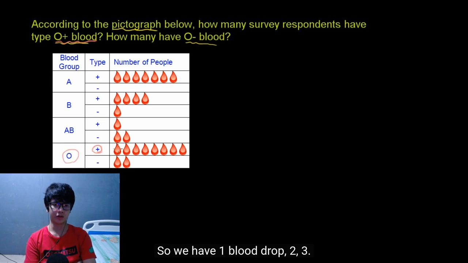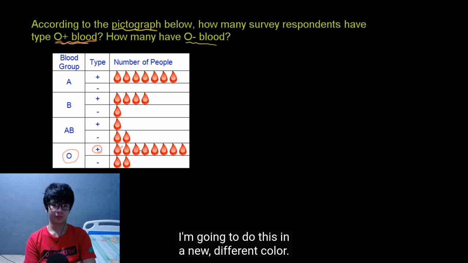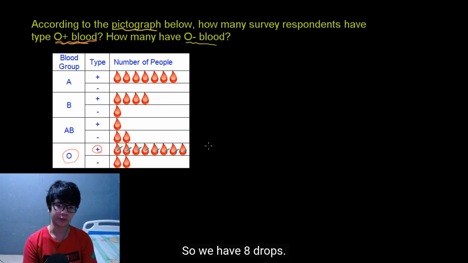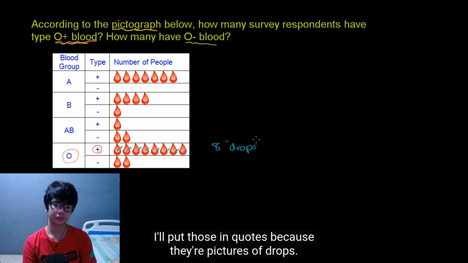So we have one blood drop, 2, 3. Let me do this in a new, different color. We have 1, 2, 3, 4, 5, 6, 7, 8. So we have 8 drops. I'll put those in quotes because it's pictures of drops.